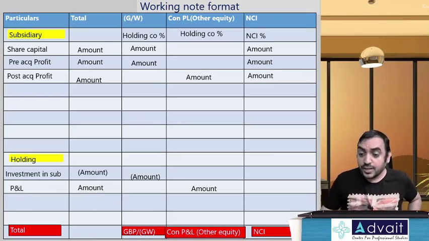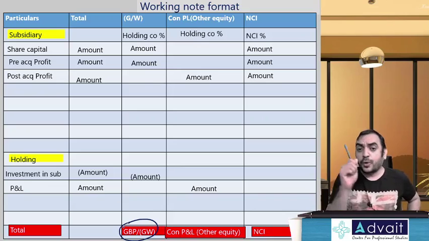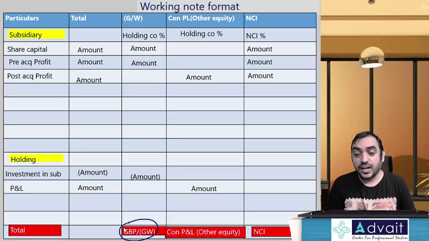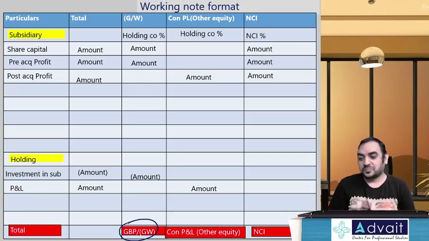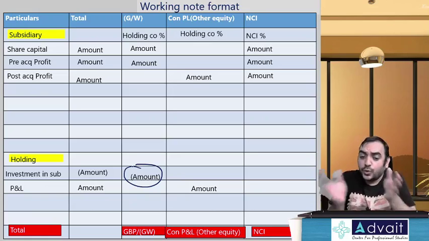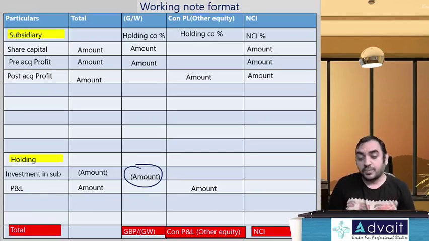Now, this goodwill, please tell me, is it goodwill under proportionate method or fair value method? Please answer. What do you think? Is this goodwill under fair value method or proportionate method? This is proportionate method. Why proportionate method? Because here we have taken only investments into consideration. NCI has no impact here. So it is goodwill under proportionate method.